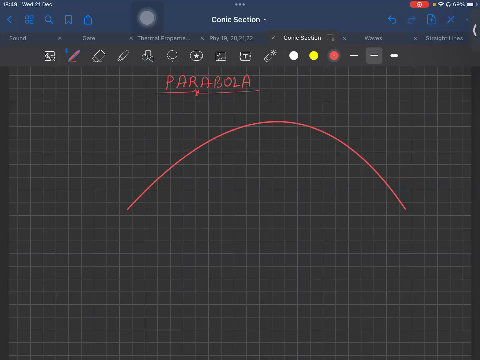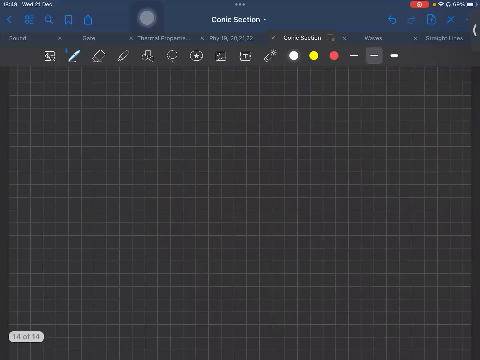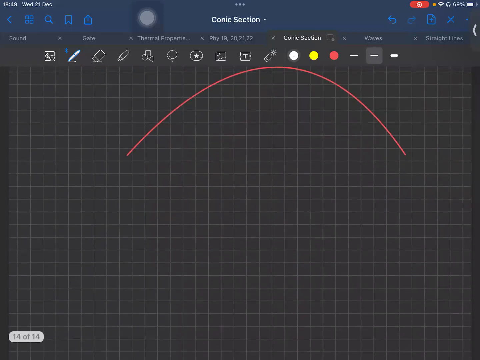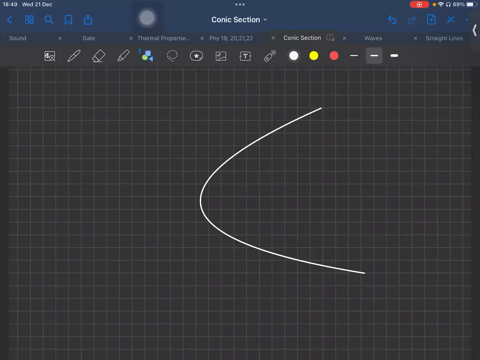It is written there, the path described when you throw a ball in air. That definition is there in your NCERT book. Now how can we define the general equation of parabola? Let's understand this. Suppose there is a curve like this. Now the parabola can be defined.